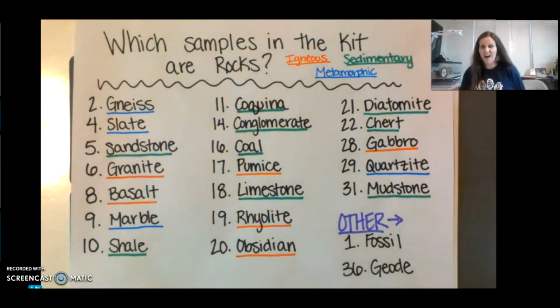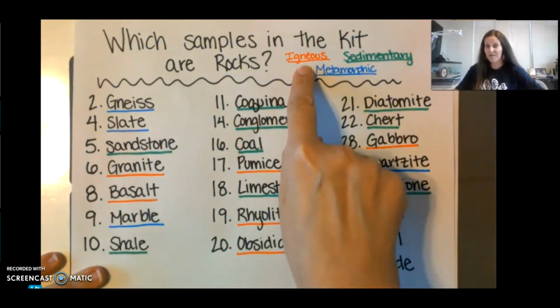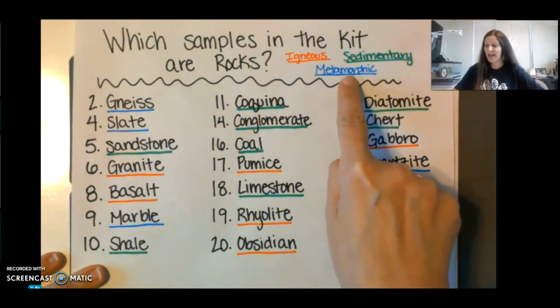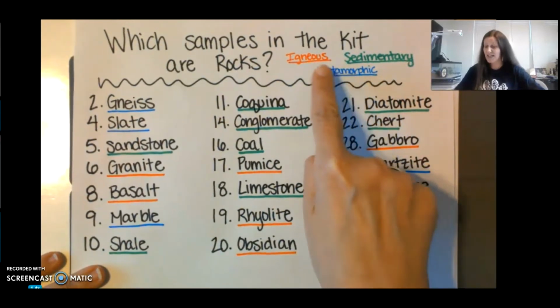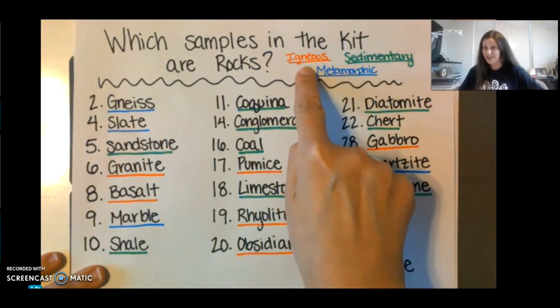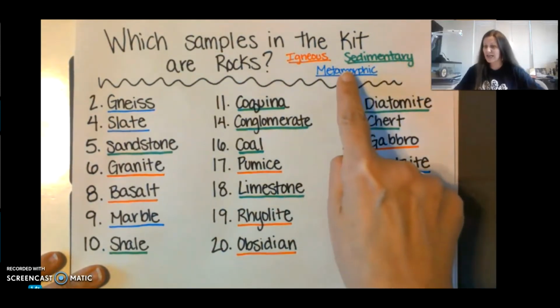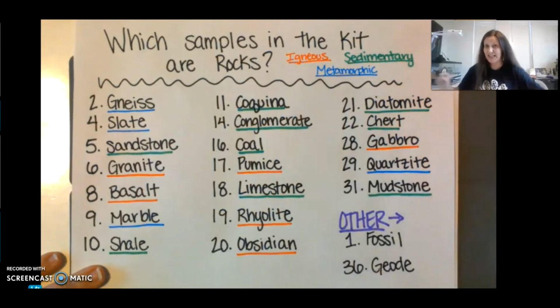Here are your rocks. Okay. And this is what I've done. I have labeled them igneous, sedimentary, and metamorphic. All right, so if it has a red line underneath it, it's igneous. If it has a green line underneath it, it's sedimentary. And if it has a blue line underneath it, it's metamorphic. Let's pause so that you can take a look at some of these.